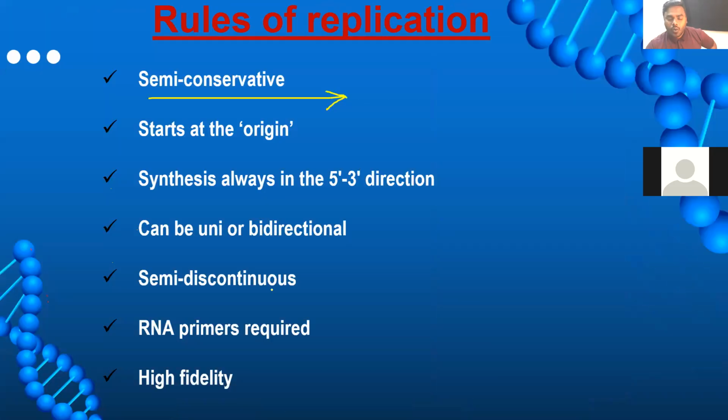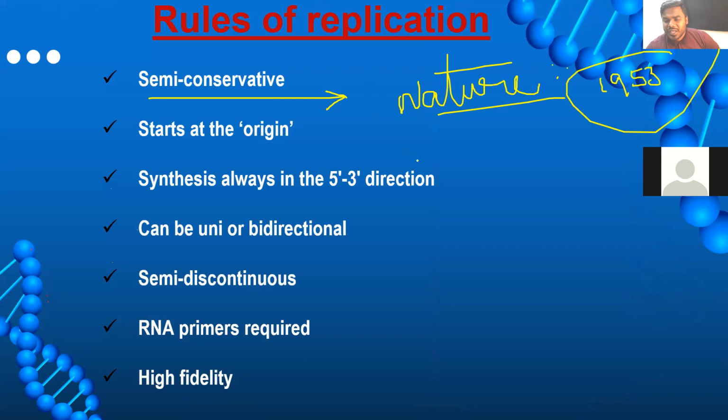Friends, pay attention. What is this semi-conservative model actually? You all know, right? Listen to me, I will explain slowly. Who proposed the double-stranded DNA? Watson and Crick. You know, friends, what they have done, after discovering the DNA, their entire research they published in the world famous journal Nature in the year 1953.